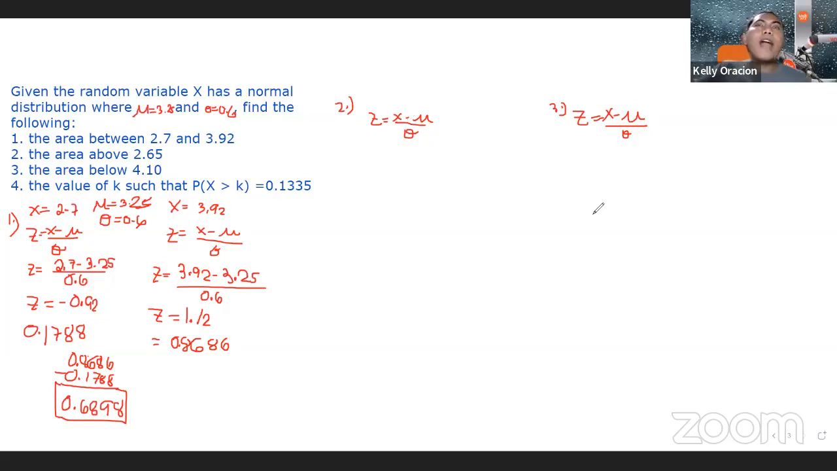Next, for item number 2, our x is 2.65 and the condition is above. Let's note the condition so we know. So let's substitute: 2.65 minus the mean, which is 3.25, over the standard deviation 0.6. What is the z-score?